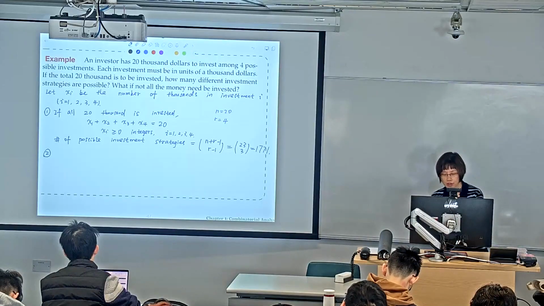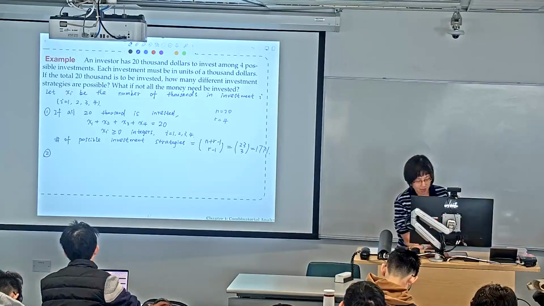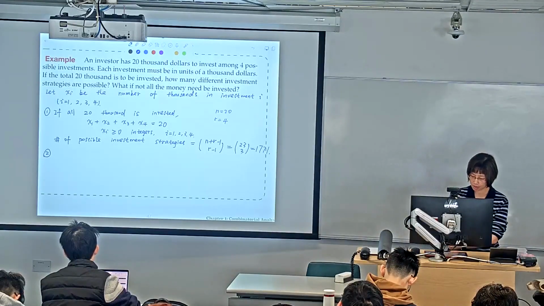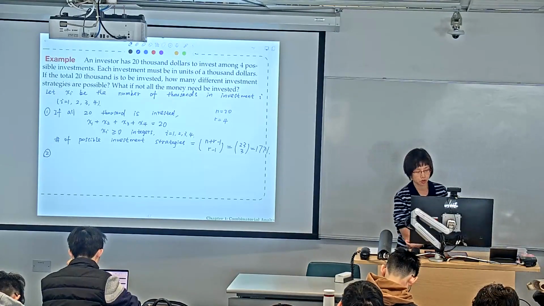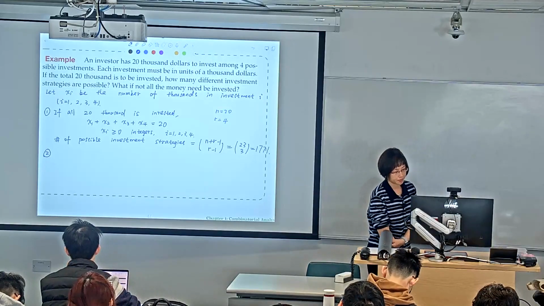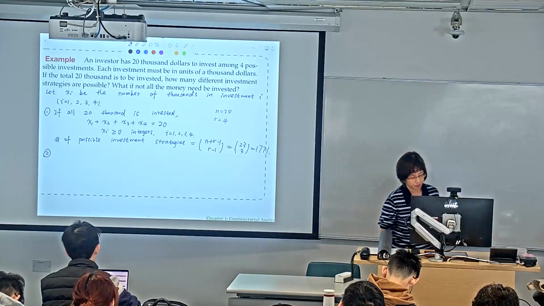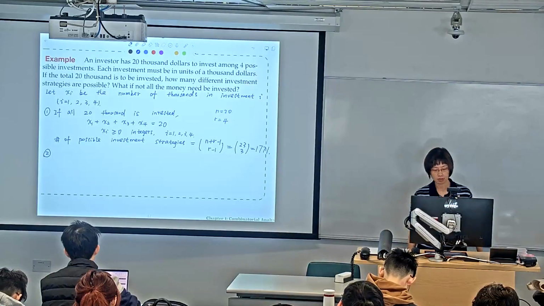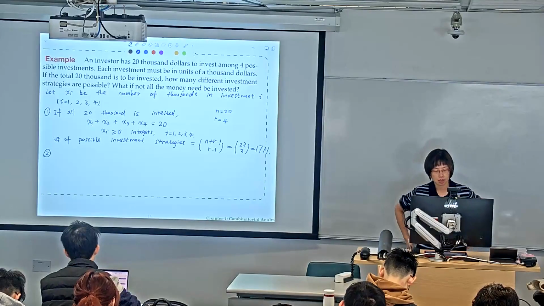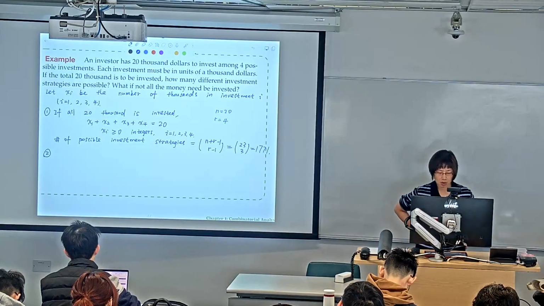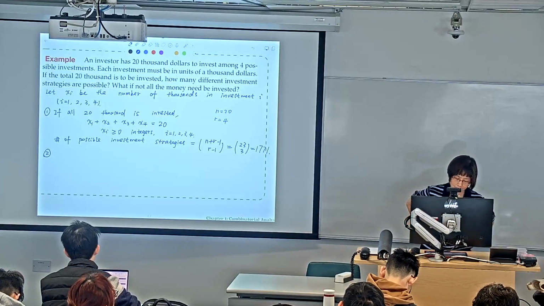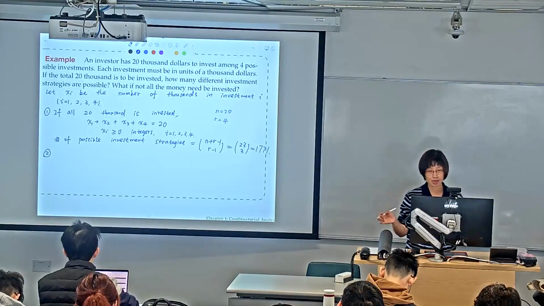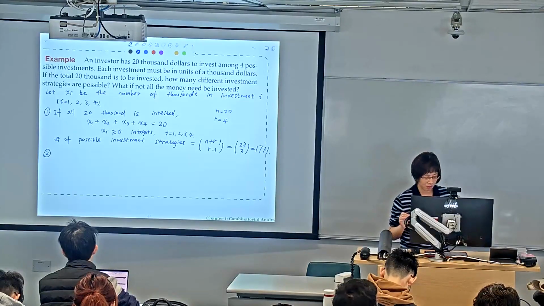And for the second question, if not all the 20,000 need to be invested, you may have some money left. Okay, so one way is to consider different cases. You use up all the 20,000, or use 19, 18, 17, like this. You can see this is more complicated.